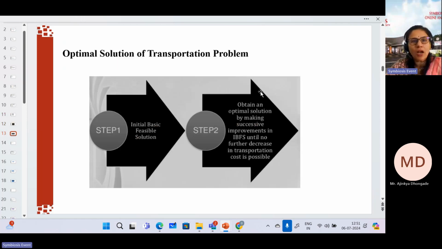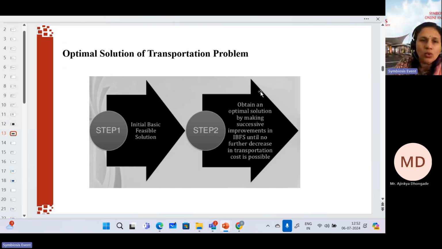Now we will see how to get the solution of it. The solution for a transportation problem is divided into two portions. First, we calculate the basic solution and then we get the optimized values. To get the initial basic feasible solution, I need to go by three different methods.